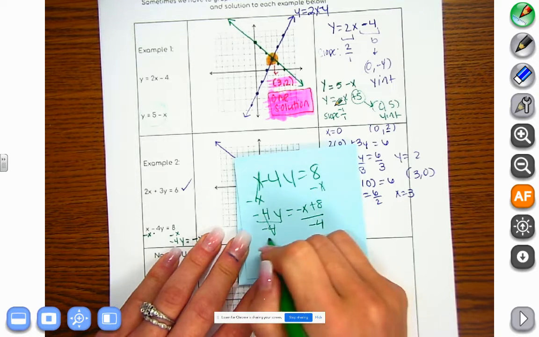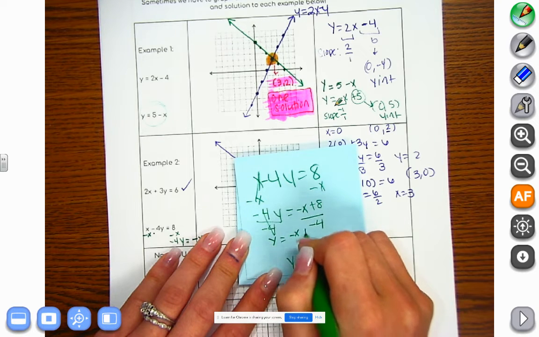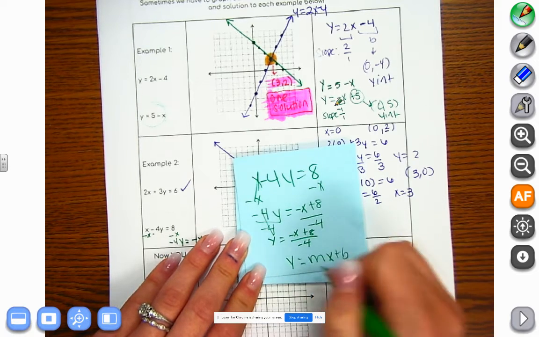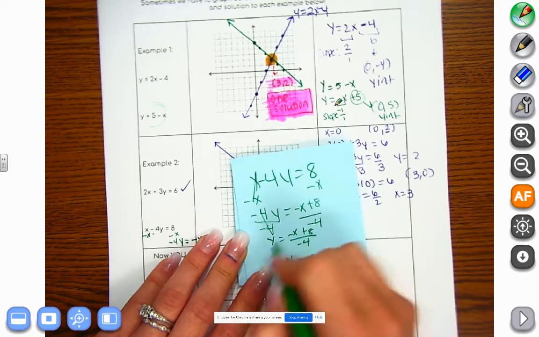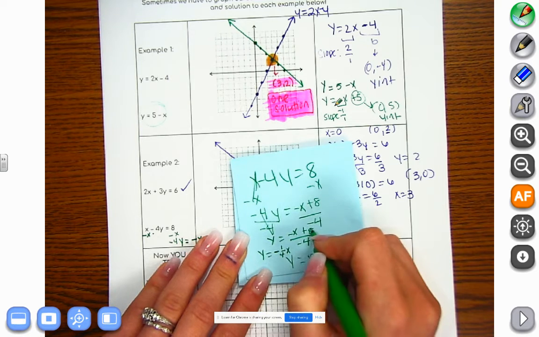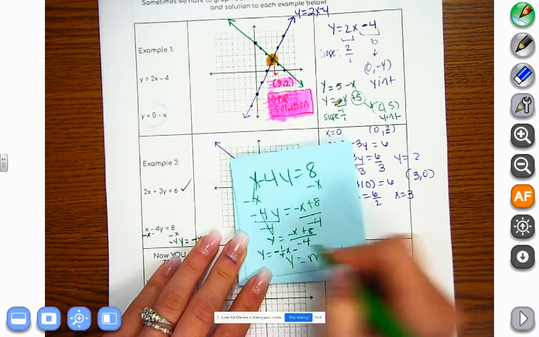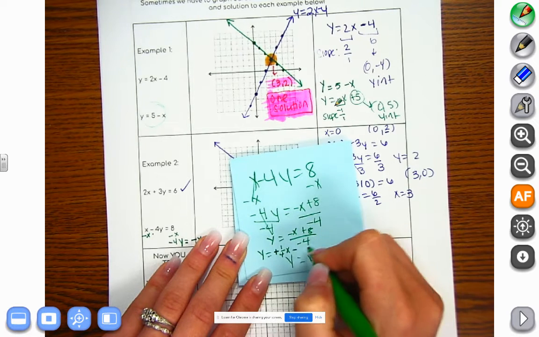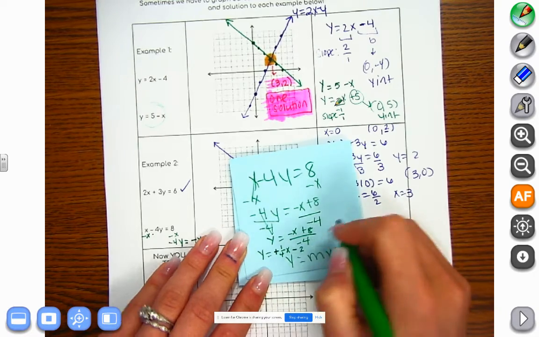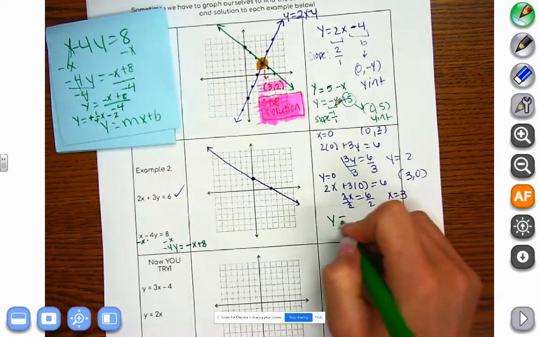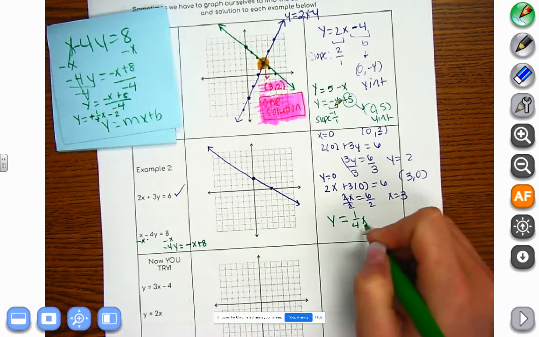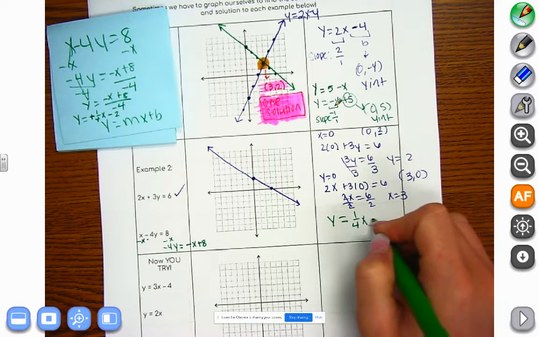Okay? And now we have y equals negative x plus 8, and all of this is over negative 4. So we're just going to simplify it. If we simplify it, we have y equals negative 1 over 4x. And then let's divide that 8 by negative 4, which would be, this would be a positive, and this would be negative 2. So we have y equals 1 over 4x minus 2, and it became positive because we have two negatives.